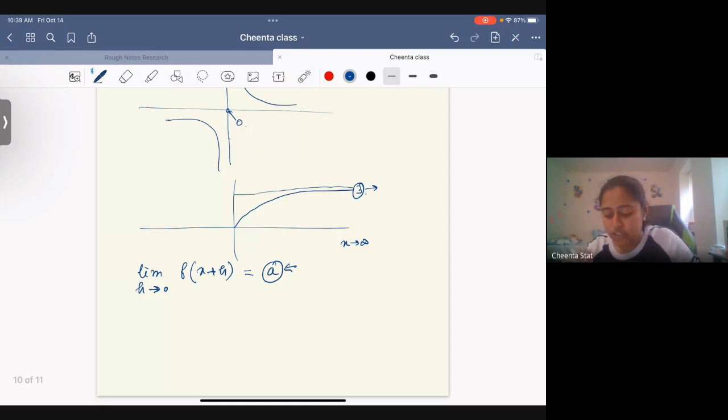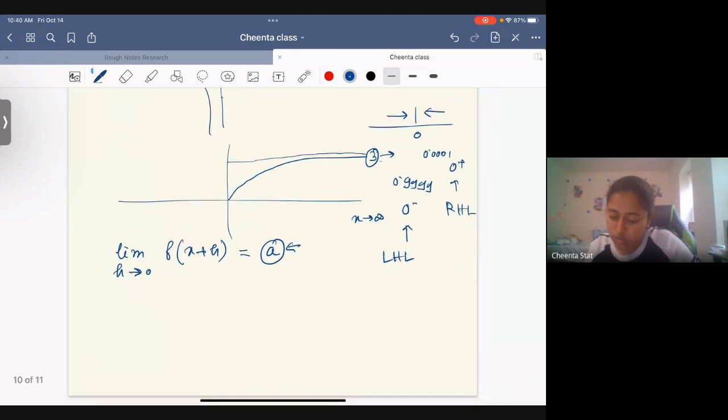So it is important to know the approach from two sides. This h tends to 0 means it can approach from this side or from this side in a number line. There can be something like 0.0001, or there can be something like 0.9999. This is called x minus and this is called x plus. This is called left hand limit and this is called right hand limit. LHL and RHL.